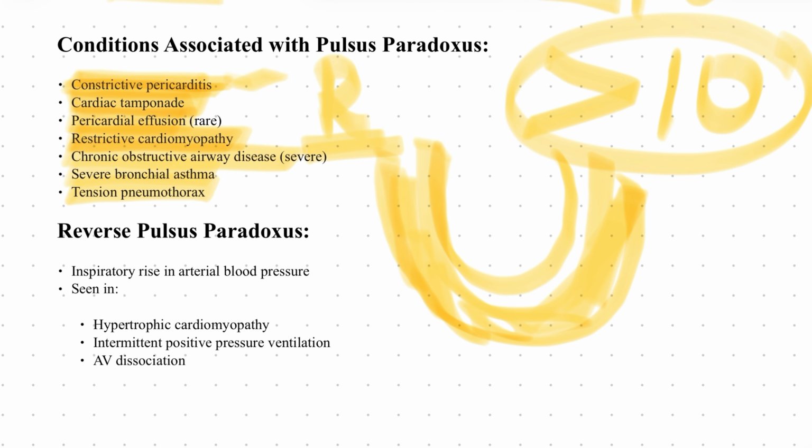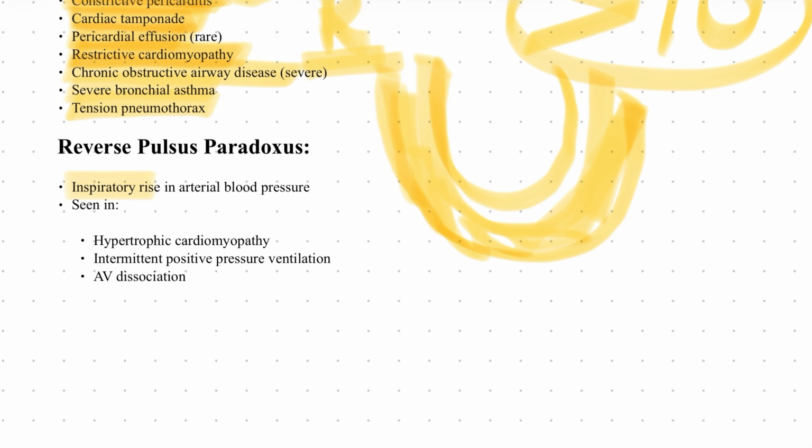Then reverse Pulsus paradoxus, an inspiratory rise in arterial blood pressure, which is seen in hypertrophic cardiomyopathy. We have cardiomyopathy, an important topic. In that topic, we have hypertrophic cardiomyopathy, hypertrophic obstructive cardiomyopathy, and other subtopics under it. We will learn that. Then intermittent positive pressure ventilation. Then we have AV dissociation.